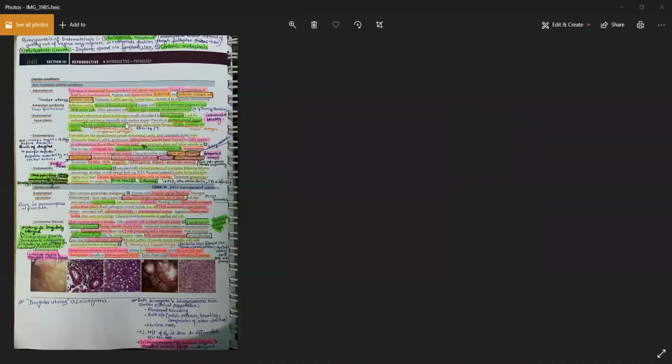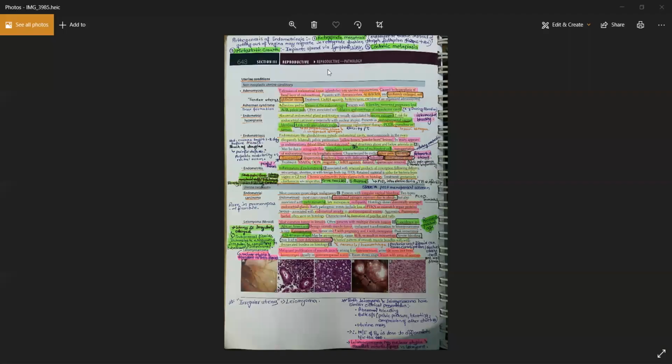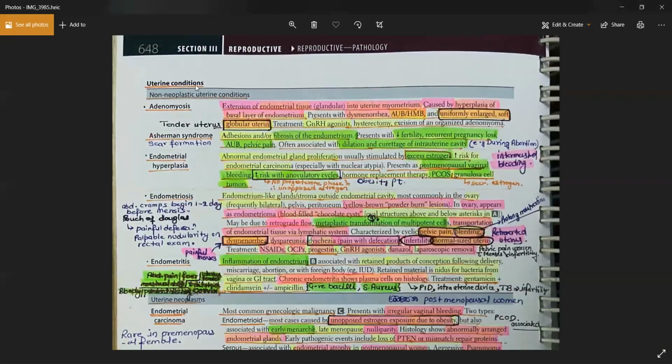With the uterine conditions, first we have adenomyosis. Whenever you have the extension of the endometrium into the myometrium, that means the endometrial glands are found in the myometrium, you will call it adenomyosis. It happens because of the hyperplasia of the basal layer of the endometrium, and that basal layer is basically growing into the myometrium.